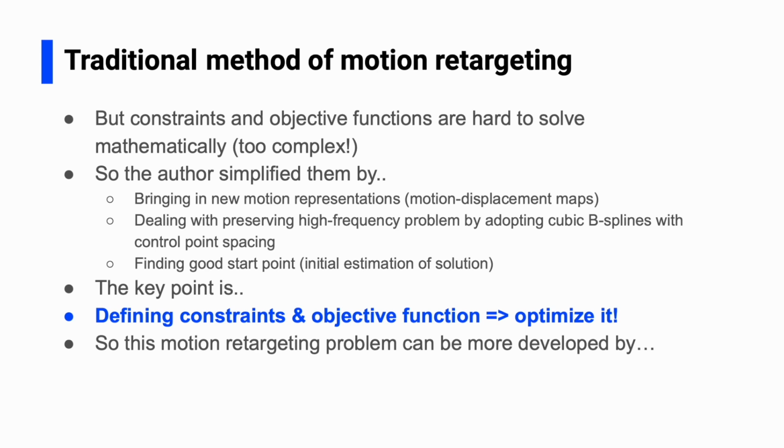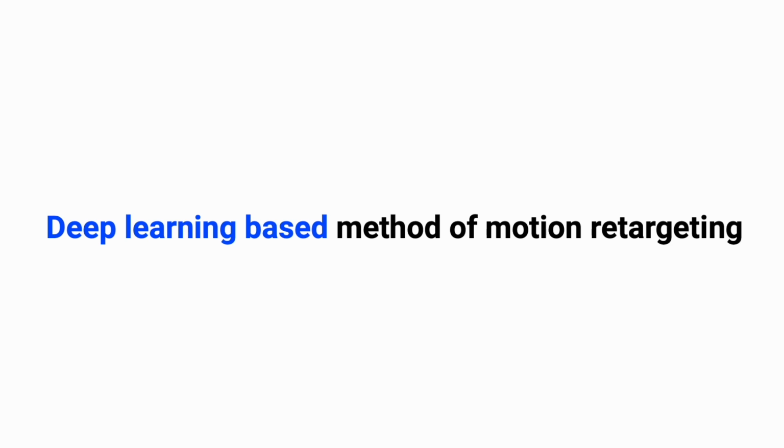Actually, the key point is whether to use inverse kinematics, which was widely used before. The author defines specific constraints called space-time constraints and an objective function to optimize it. So this process is connected and can be further developed by deep learning based methods of motion retargeting. I'll briefly tell you about a famous paper that introduced this method.